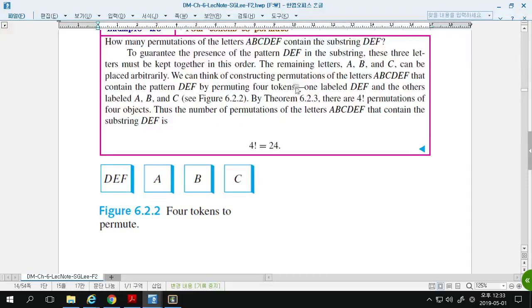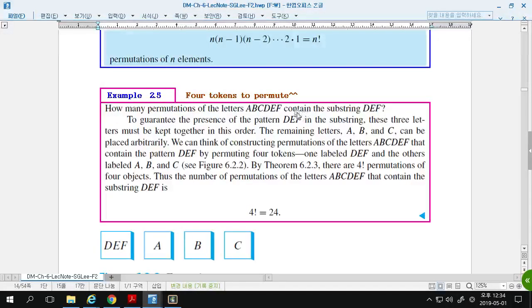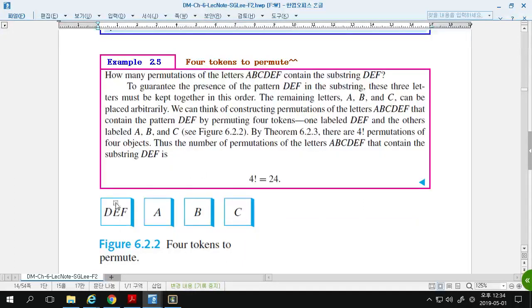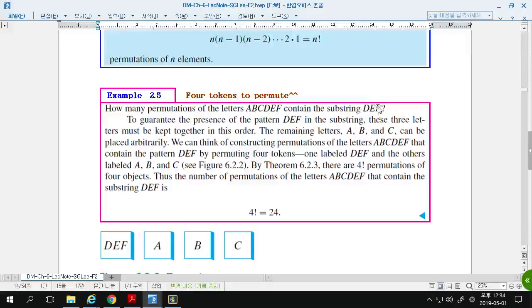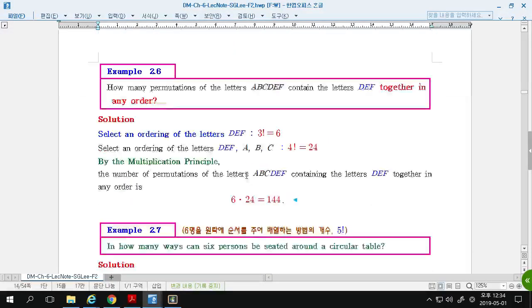So that's the same problem as the permutation of these 4 letters. How many permutations do we have? We have 4 choices for the first position, 3 choices on the second position, 2 choices, and 1 choice. By the product rule, it's 4 times 3 times 2 times 1, which is 4 factorial. If this moves as one block, then 4 factorial permutations.